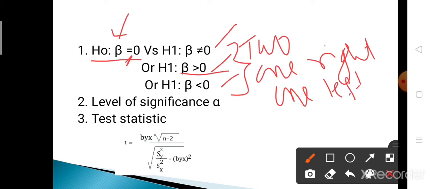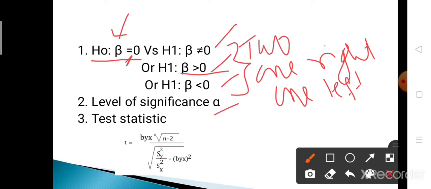Then the second step involved in the testing of hypothesis is the level of significance. The level of significance is denoted by alpha and it may be fixed at 1%, 5%, 10%, etc. Now the third step is the test statistic and its calculation.